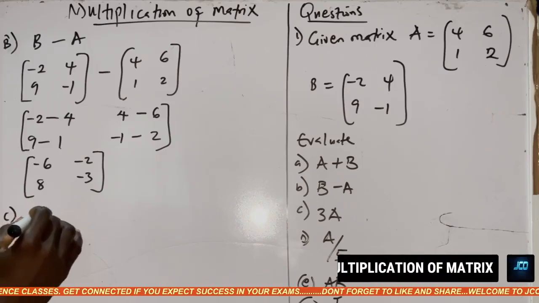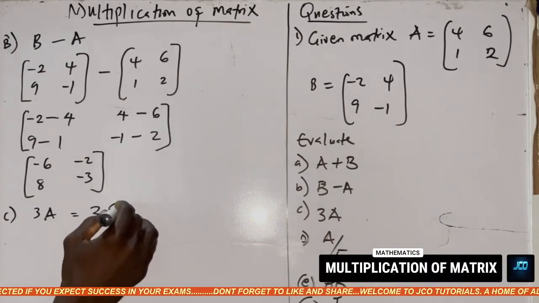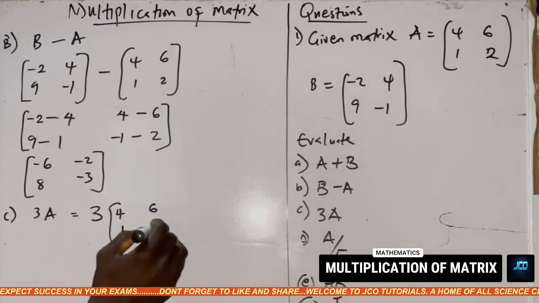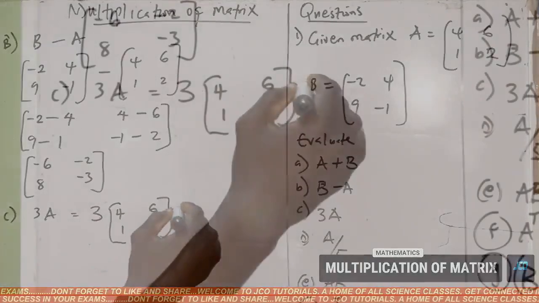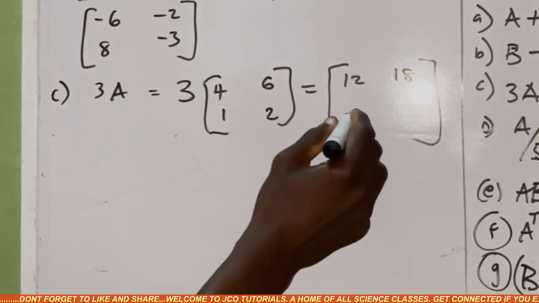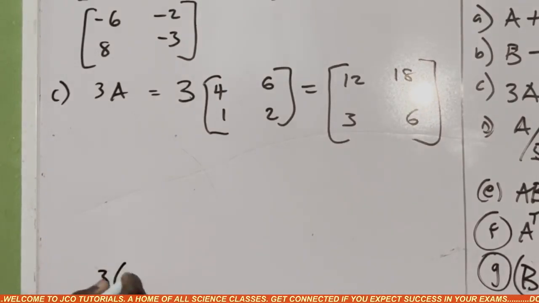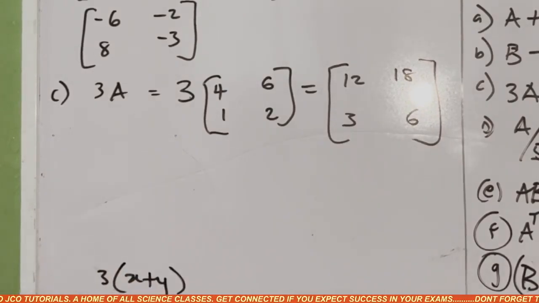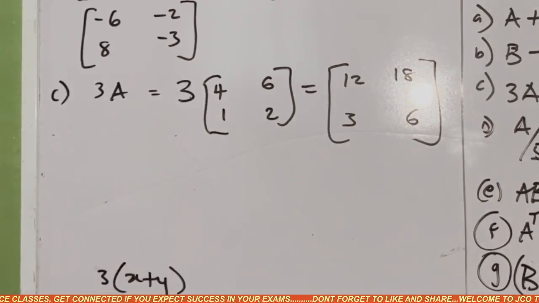Then moving on now, we have 3A. What does this mean? It means we're going to use 3 and multiply matrix A. Matrix A is 4, 6, 1, 2. So you have 3 times 4. 3 times 4 gives you 12. 3 times 6 gives you 18. 3 times 1 gives you 3. 3 times 2 gives you 6. For this kind of multiplication, you just use the number. It's like you have a bracket 3 bracket x plus y. In algebraic terms, you use the number outside the bracket and multiply everybody. So the same thing happens here. You use 3 to multiply the matrix itself.